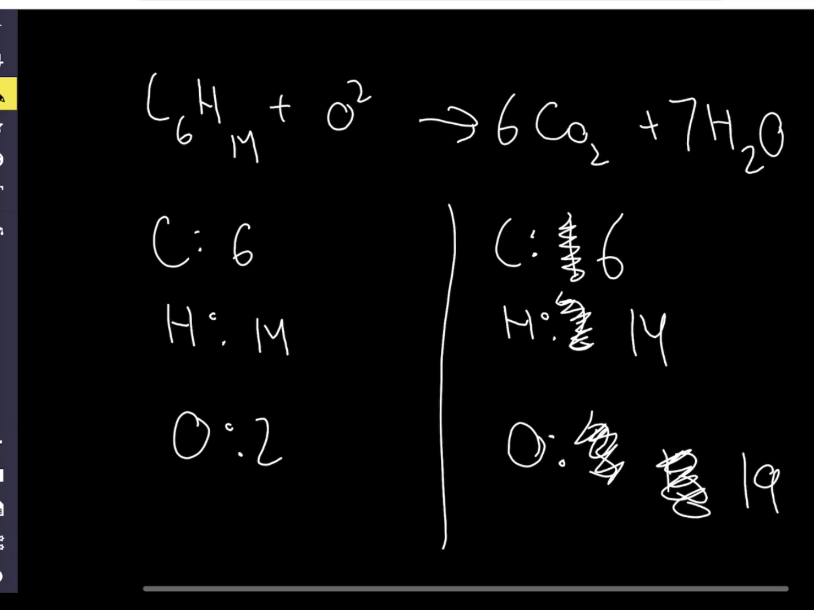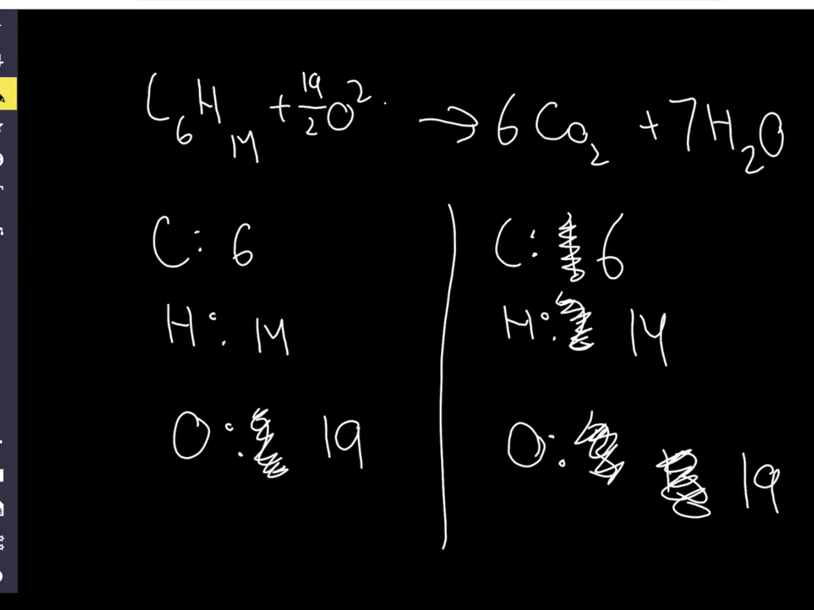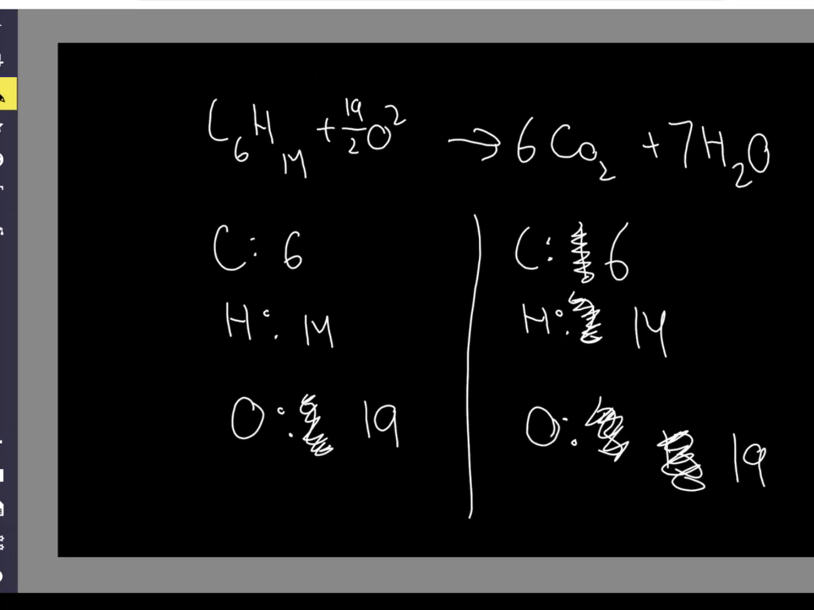So now what we can do to balance out the oxygen is divide this 19 by the 2, so that we get this 19 over 2 oxygen atoms. Yes, this equation is balanced, because these 2's you can think about as canceling out. But the problem is that we want whole numbers. So how can we get a whole number?